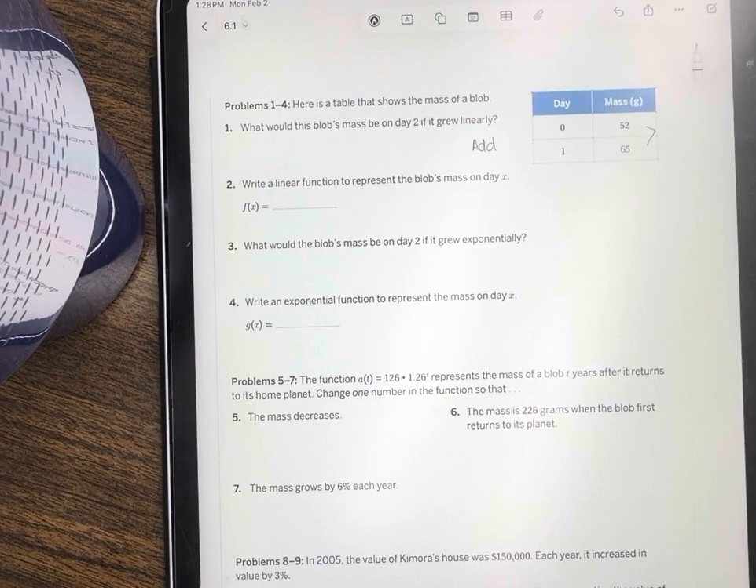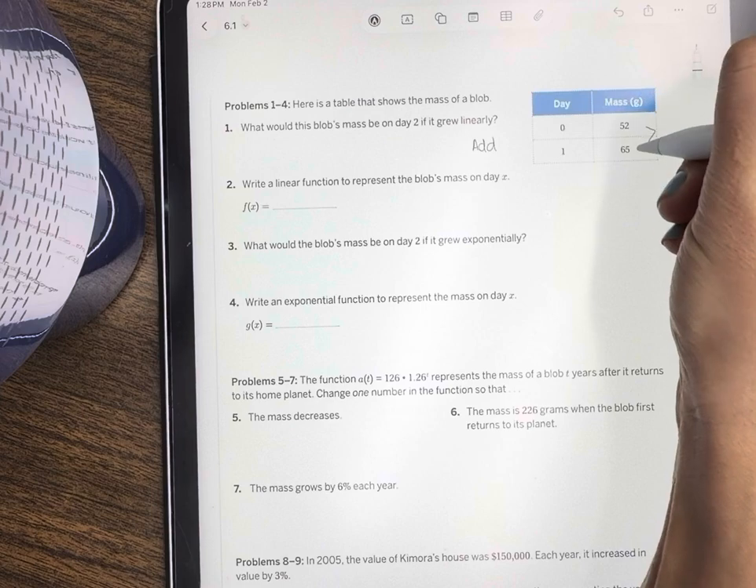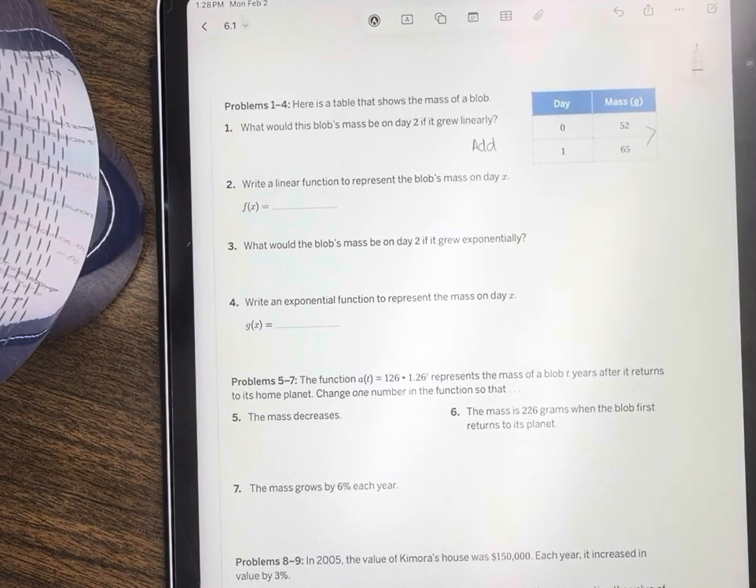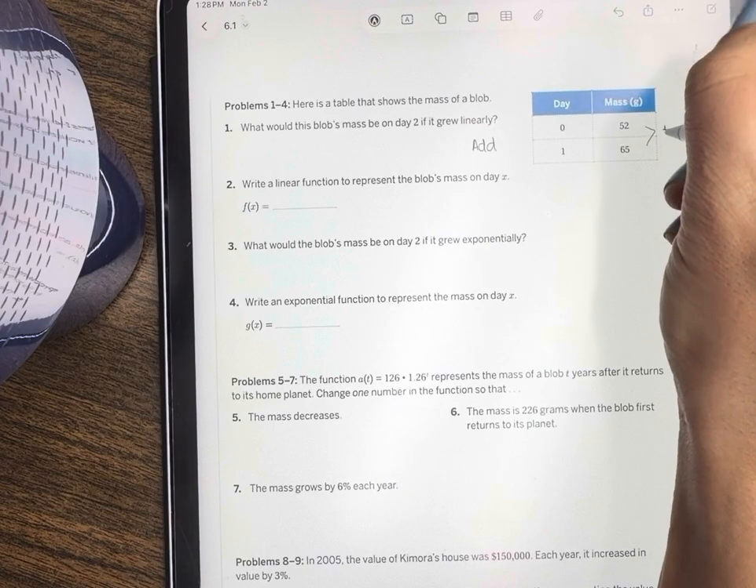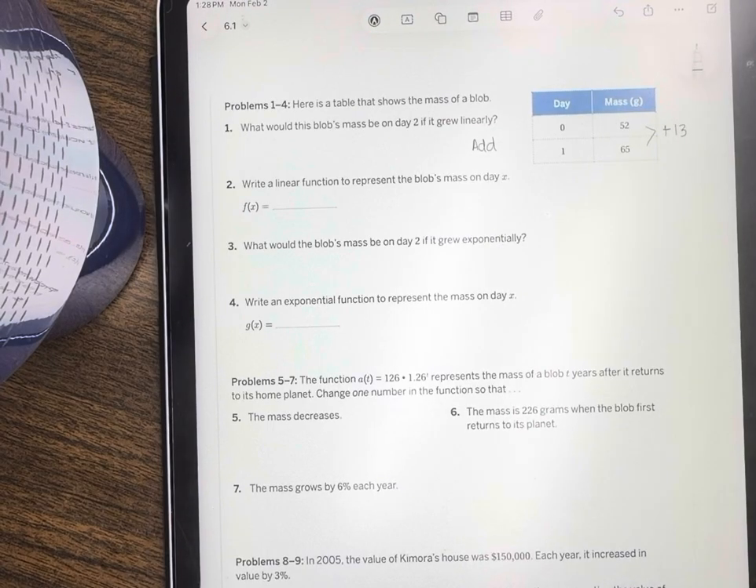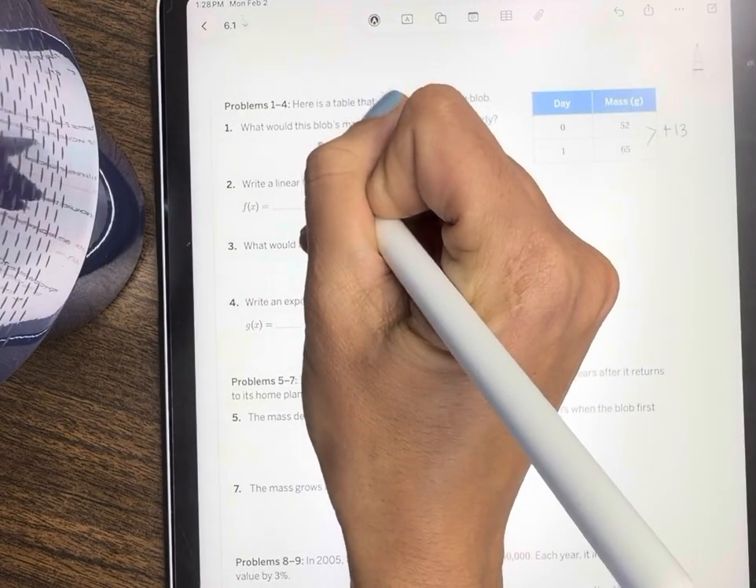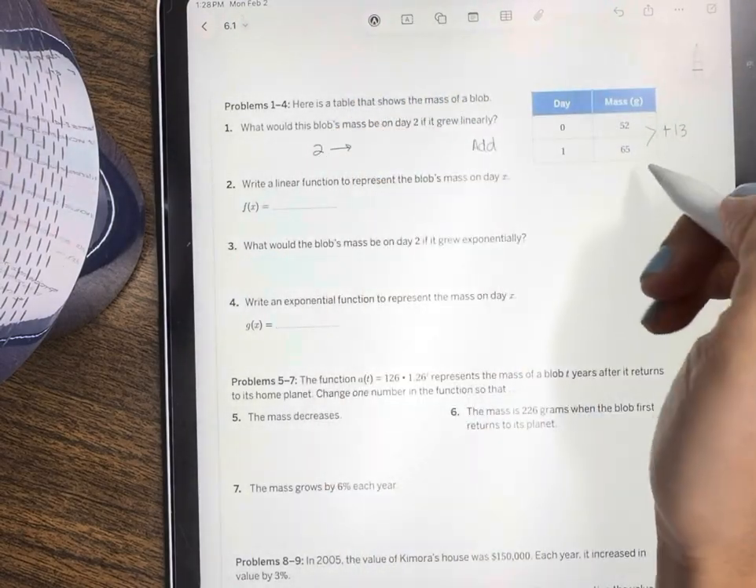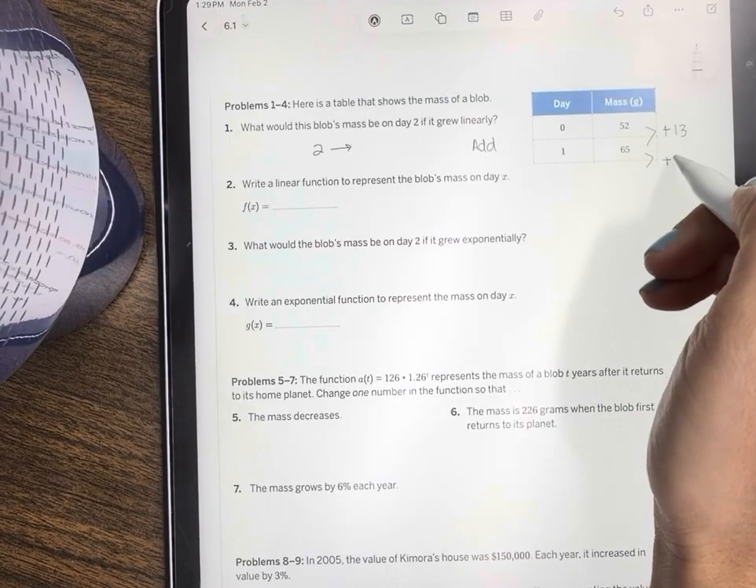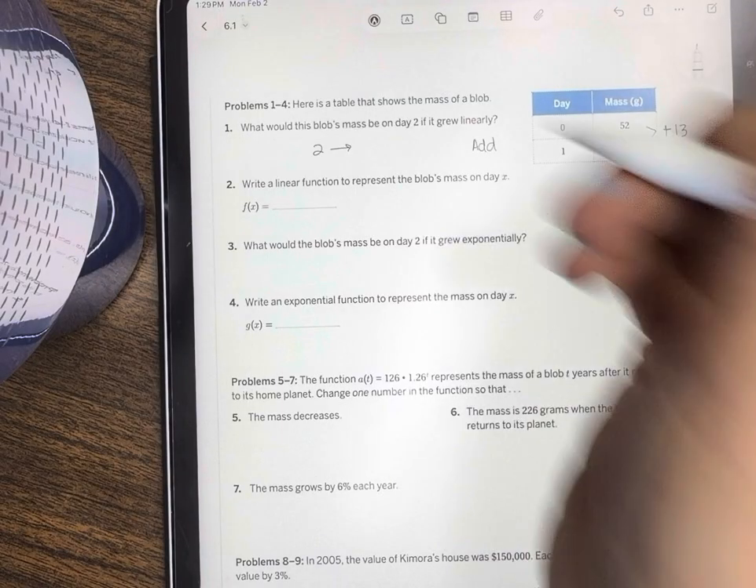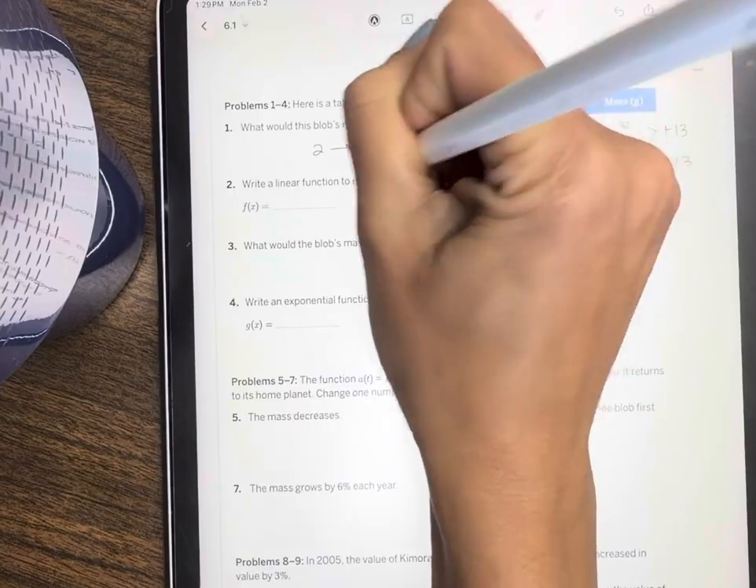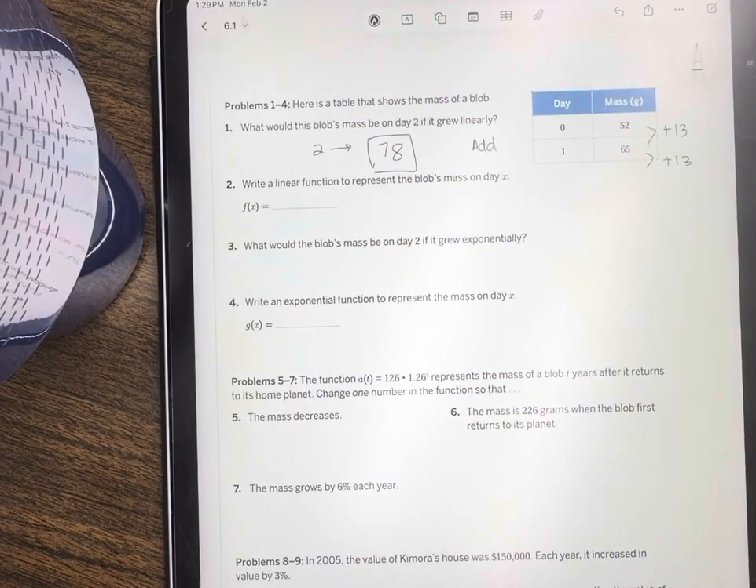Okay, no worries. So we add the same number every time. So what you got to look at is, how did 52 become 65 if addition is the only operation we're allowed to use? And that's going to be plus 13, okay? So if the relationship is linear, then on day 2, the 65 needs to grow by another 13, okay? And it's going to become 78. Boop. All done.